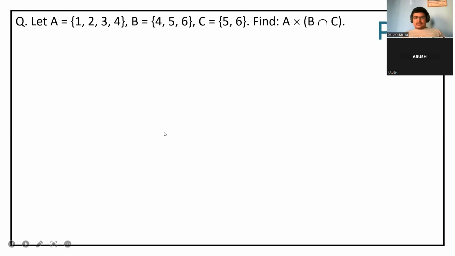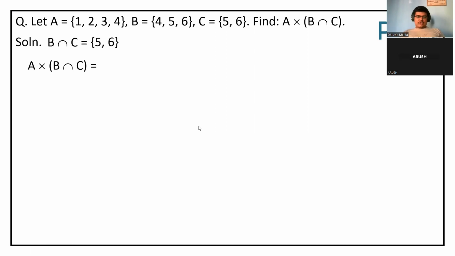Okay, this is a simple example to start with. We have set A = {1, 2, 3, 4}, B = {4, 5, 6}, C = {5, 6}. We have to find A × (B ∩ C). First of all, do you recognize these symbols? Yes, sir. So tell me, what is B ∩ C over here? 5, 6. Correct. So that is {5, 6}, and now we have to take the cross product with A.